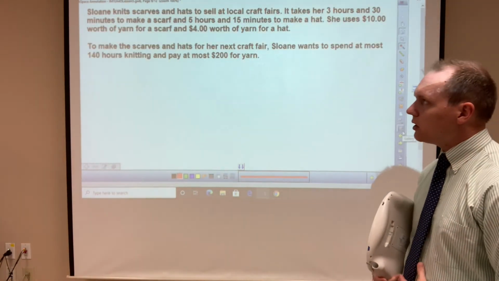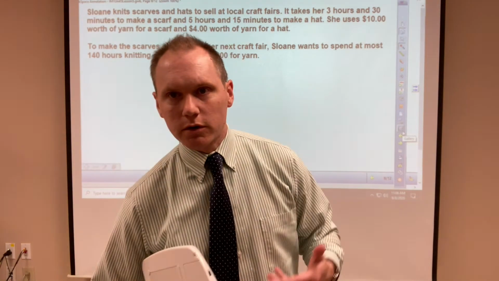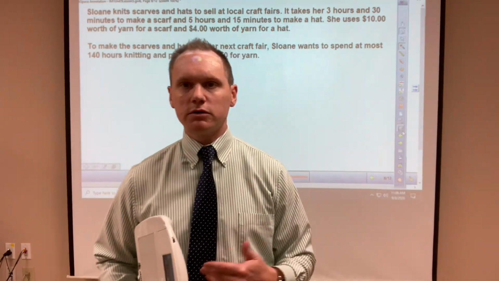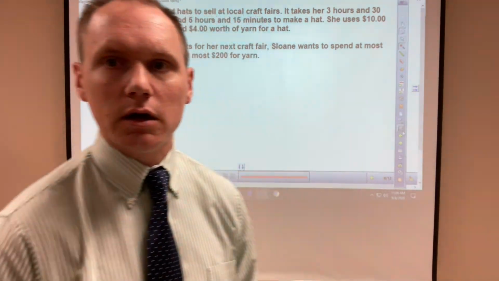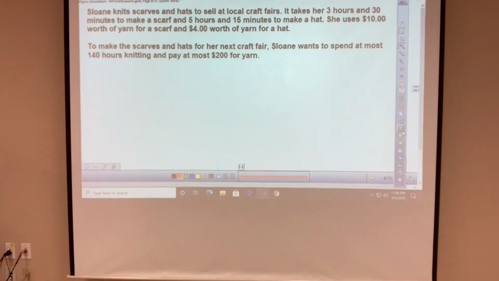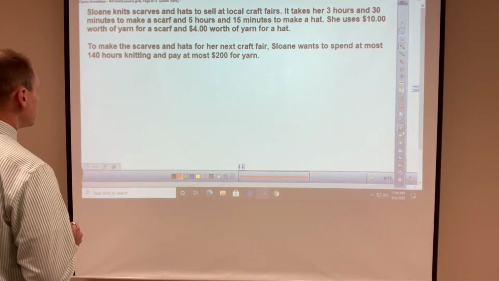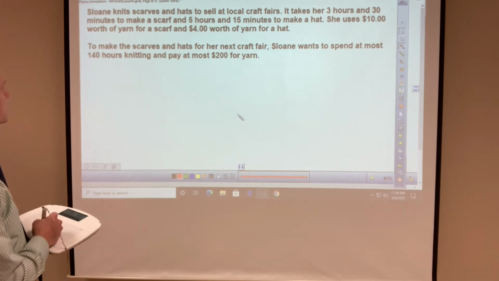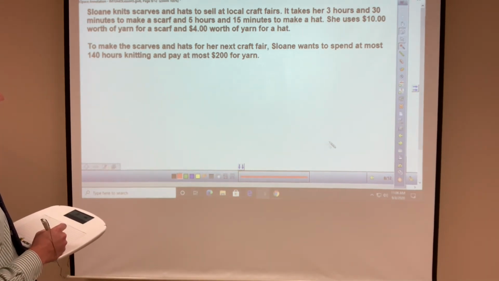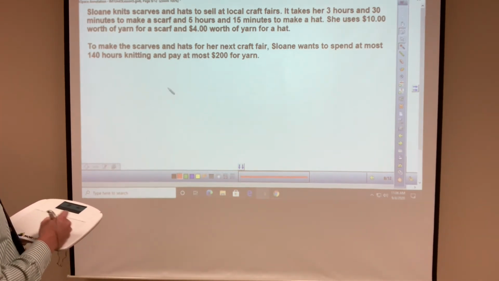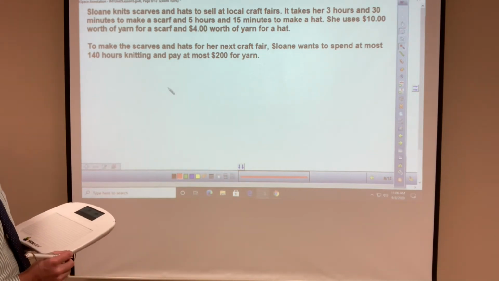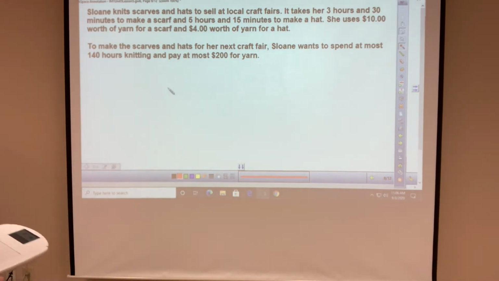All right, so one of the main reasons why I want to learn systems of linear inequalities is to apply it to real world situations. So in this case, we've got Sloan. She knits scarves and hats to sell at local craft fairs. It takes her 3 hours and 30 minutes to make a scarf and 5 hours and 15 minutes to make a hat. So let's talk about time.